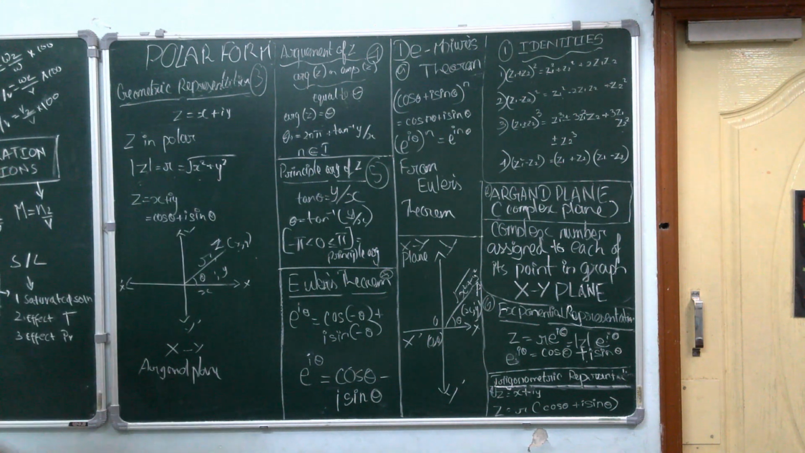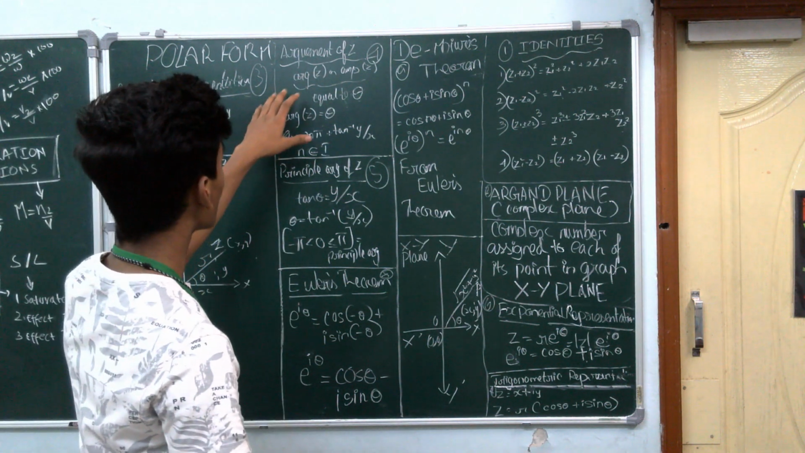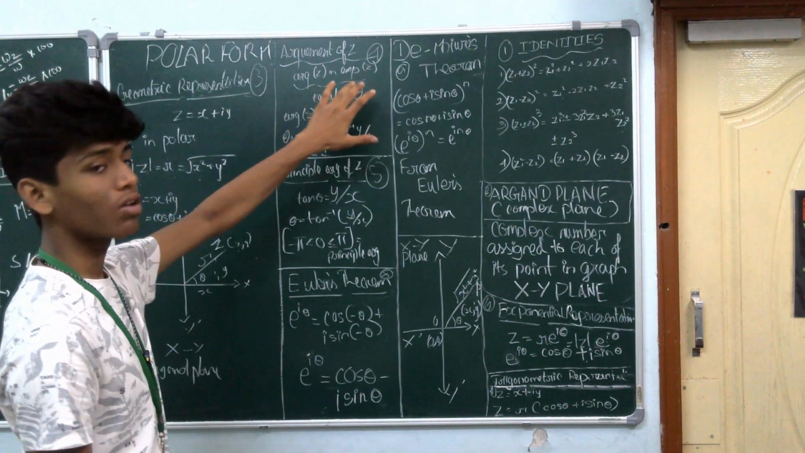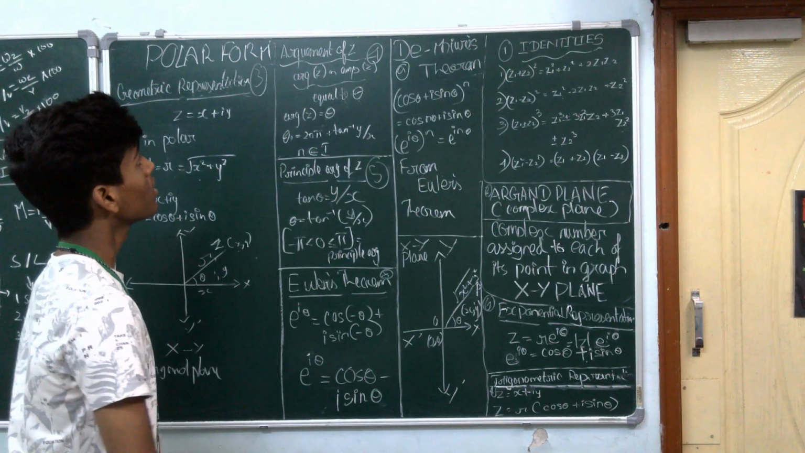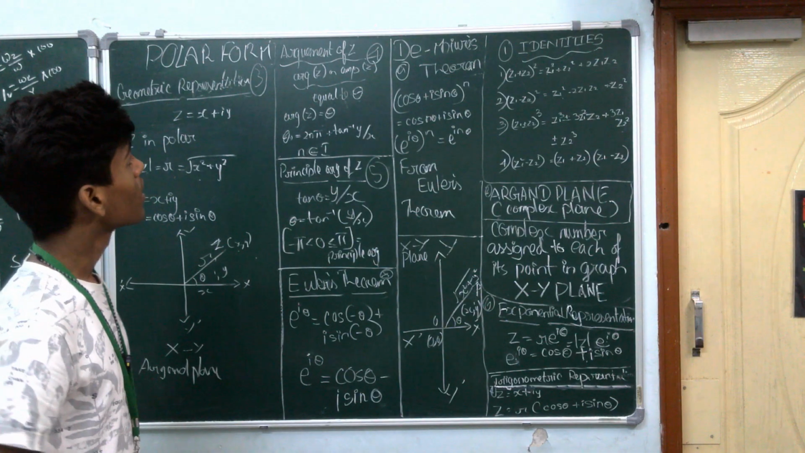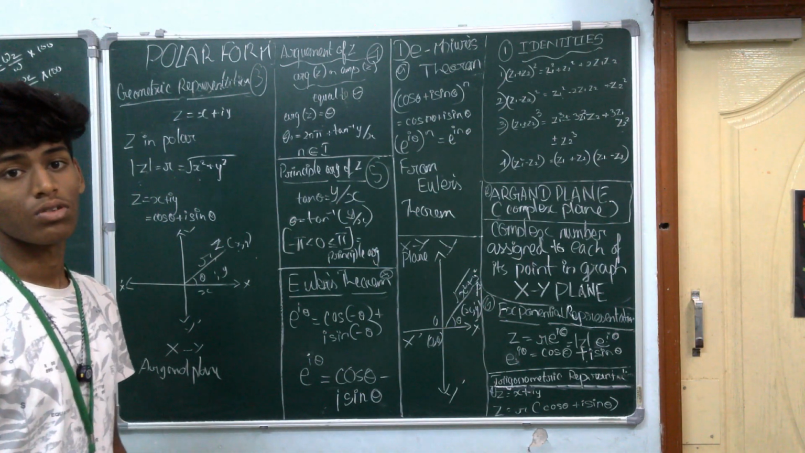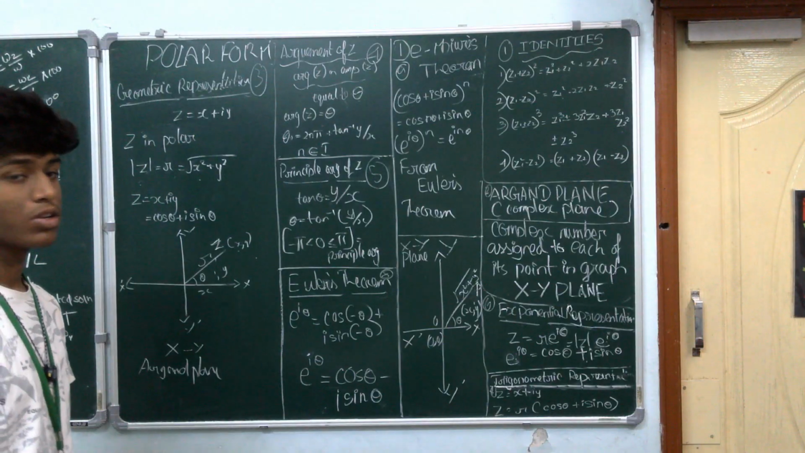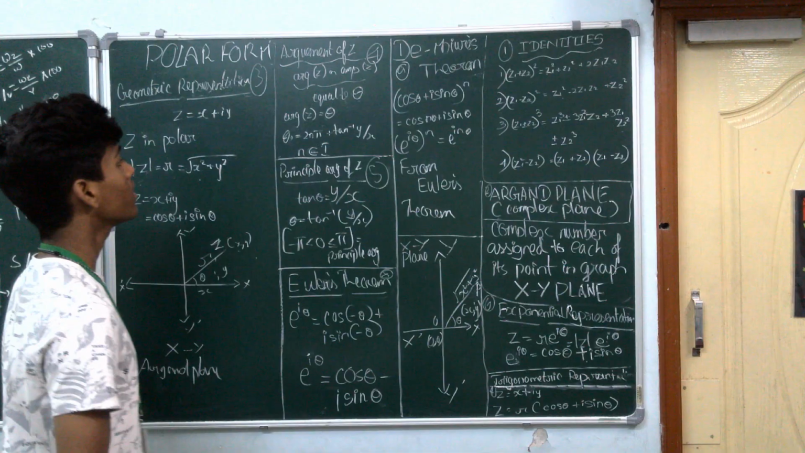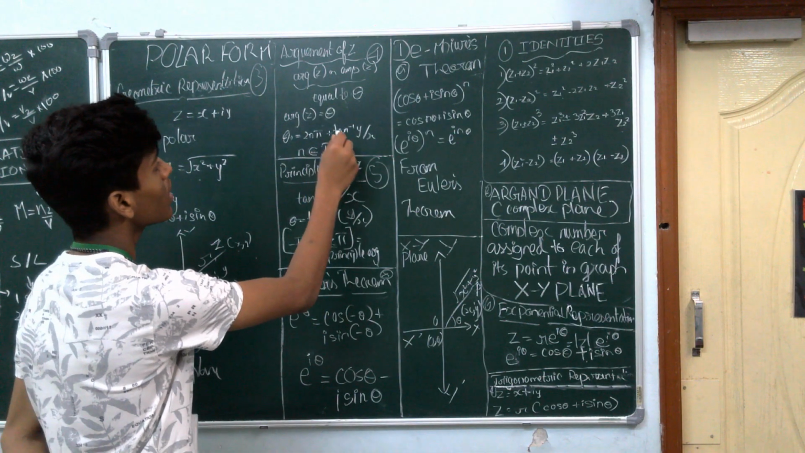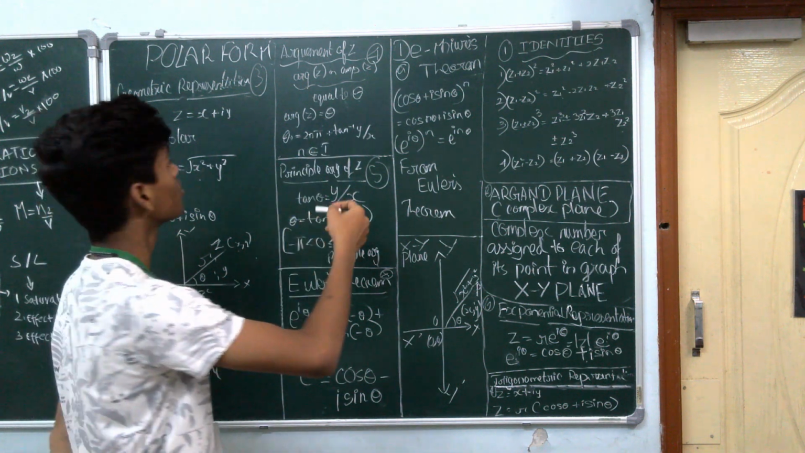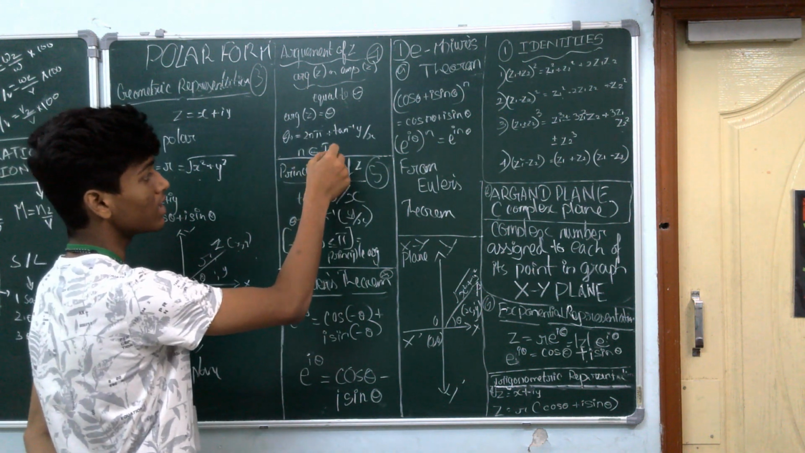Then later there is the argument of a complex number, which we can represent as arg of z or amp of z. What is amp? Amp is also an argument, called amplitude. Argument or amplitude is equal to theta. Theta is equal to 2n pi plus tan inverse of y by x, because we are using sine and cosine ratios. Here n belongs to the integers.